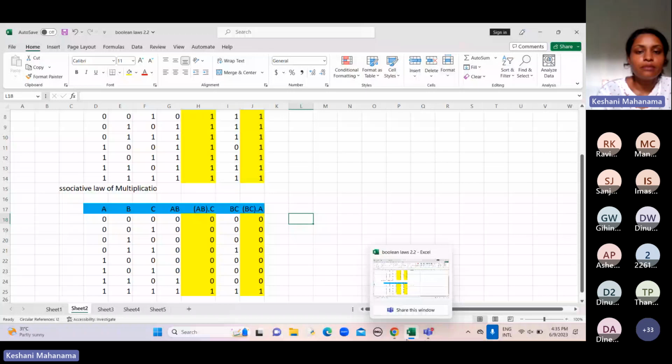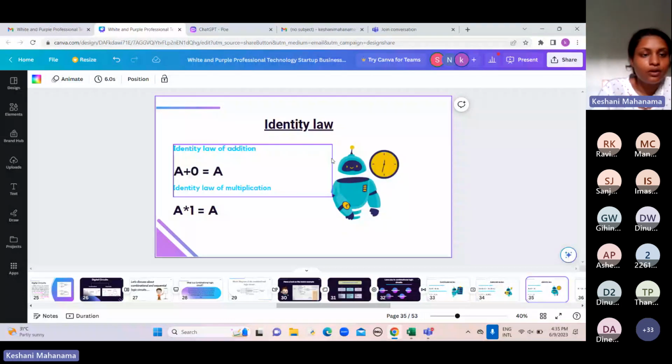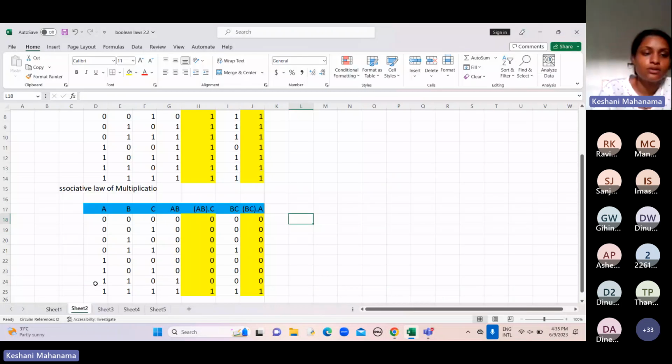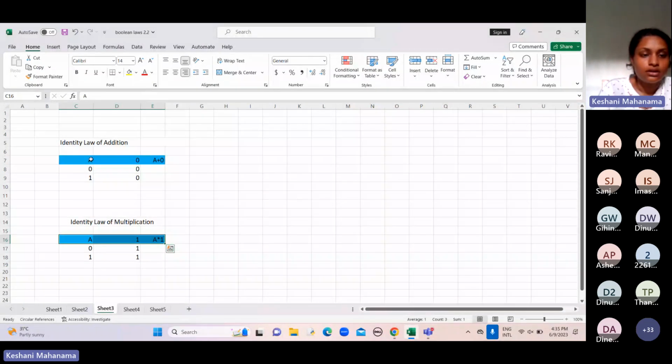Then I'm talking about the identity law. Identity law can also be presented in 2 ways, like identity law of addition and identity law of multiplication. Identity law of addition. Here I have used only one input. So the number of ways the zeros and ones can be implemented is 2 to the power 1. It means only 2 ways. Identity law of addition: a plus 0 should be equal to the value of a.